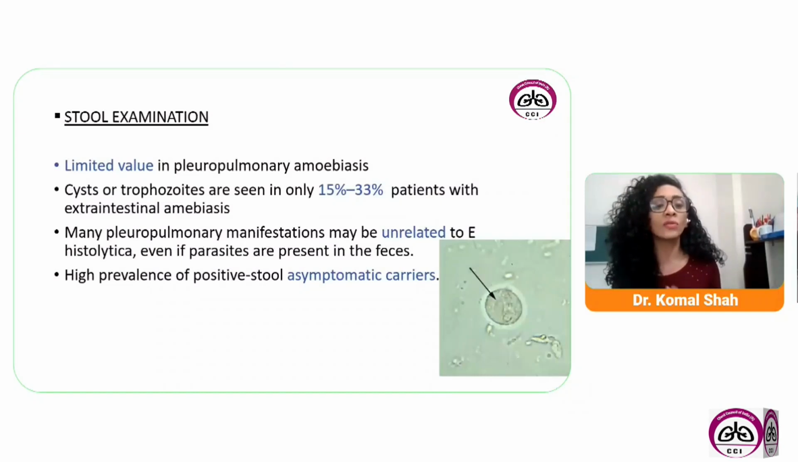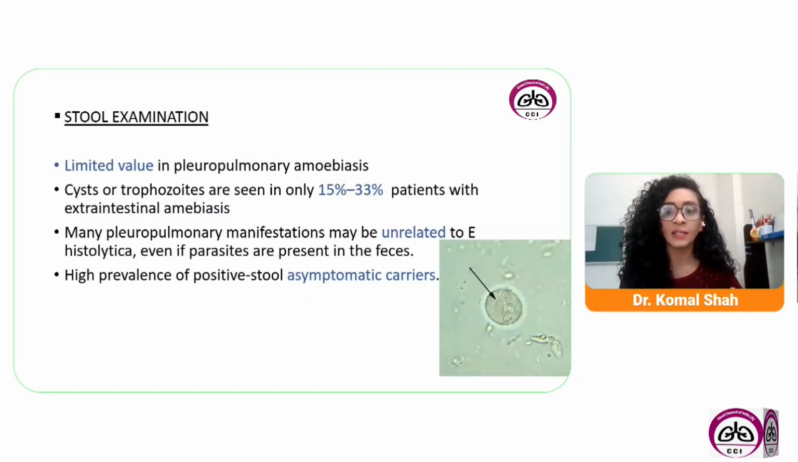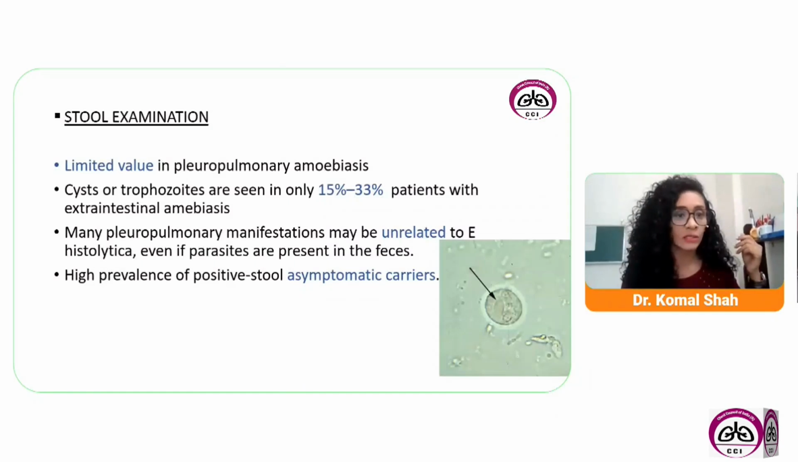Now, to further diagnose, stool examination is very important in case of dysentery, but has limited role in pleuropulmonary amoebiasis because the cysts or trophozoites are seen only in 15 to 33% patients with extraintestinal amoebiasis. Many pleuropulmonary manifestations may be even unrelated to E. histolytica. And there is high prevalence of positive stool in asymptomatic carriers, which can mislead the diagnosis.